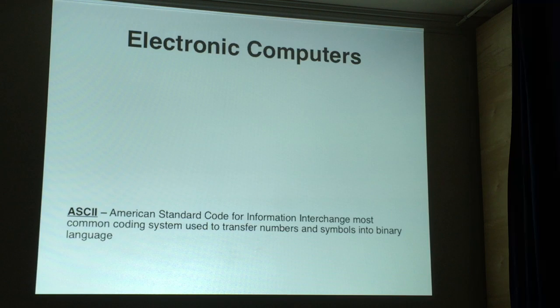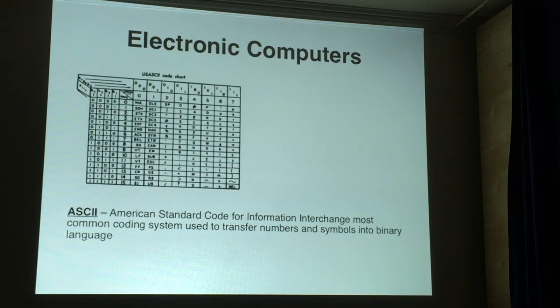Now, in order to translate the bytes into something that can be read, they developed a code. And that code, the initial or common code, was called ASCII. ASCII stands for American Standard Code for Information Interchange, which is the most common coding system used to transfer numbers and symbols into binary language. So it's a code that converts numbers that we can read and symbols that we can understand, like letters, into binary language. And this is what that looks like.